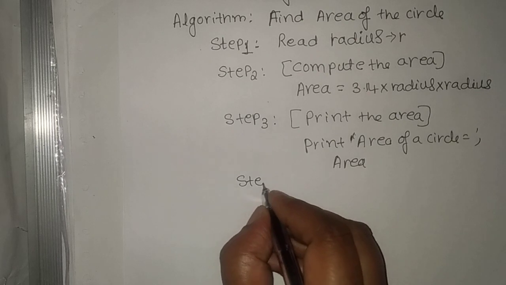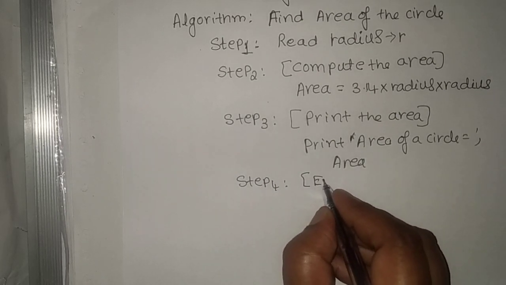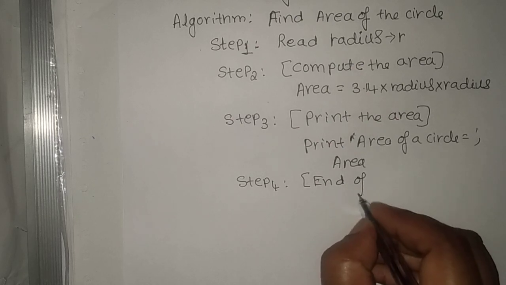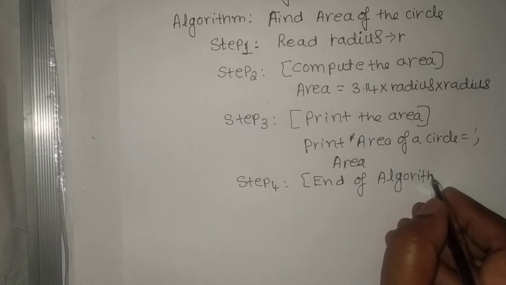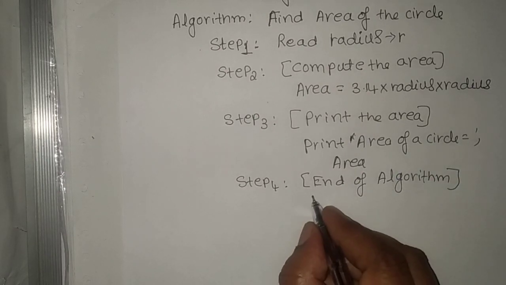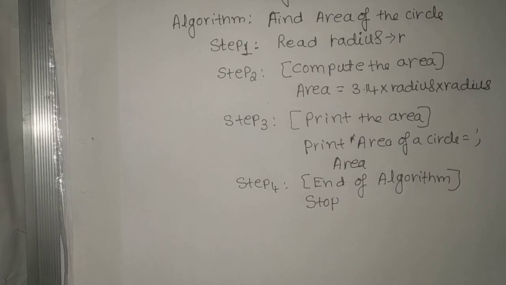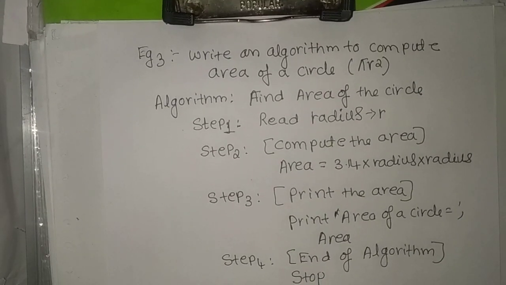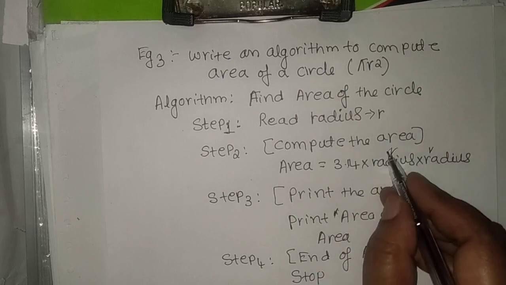Then step 4 is end of algorithm. Then stop statement. That's all. So area of the circle is pi r square. We can also use r instead of radius.